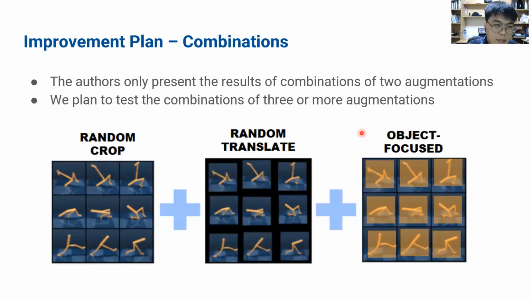And on the other hand, because the paper only presents the result of the combination of two augmentations, we plan to test the combination of three or more augmentation methods. For example, we want to test the combination of random crop, random translate, and object focus. So that's it.